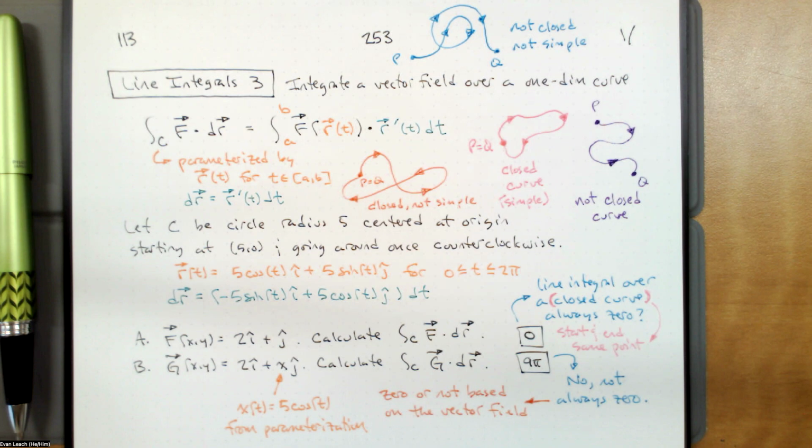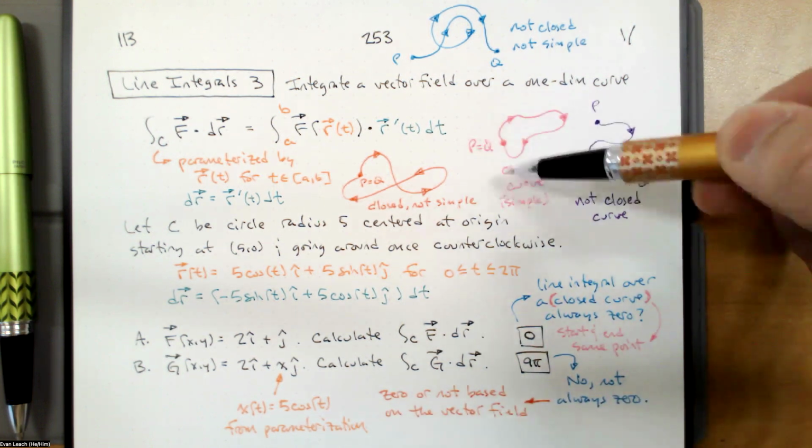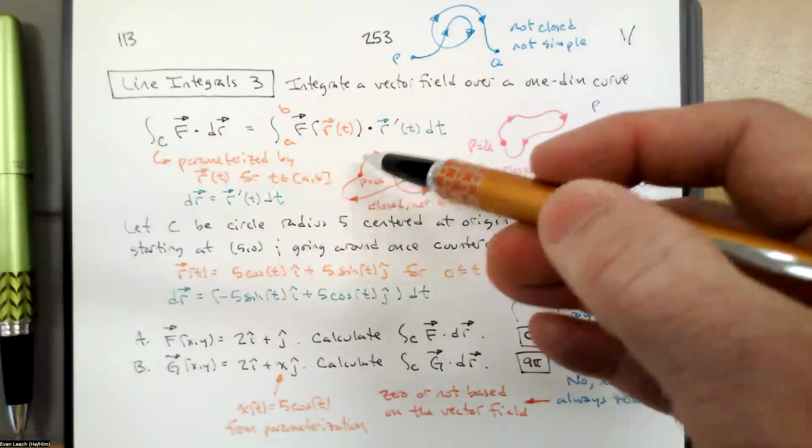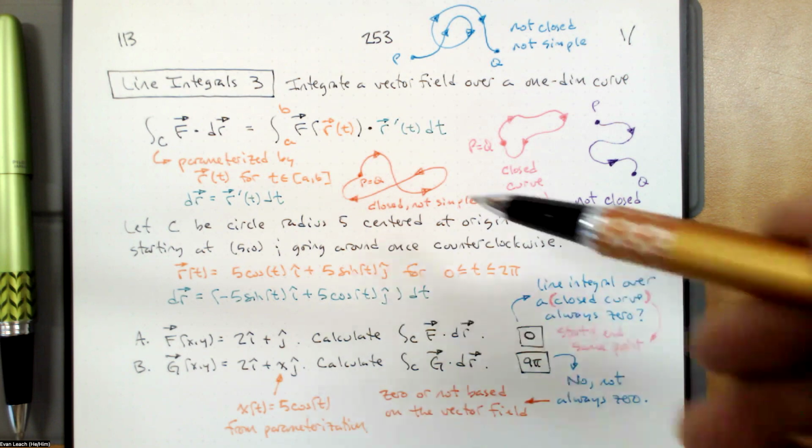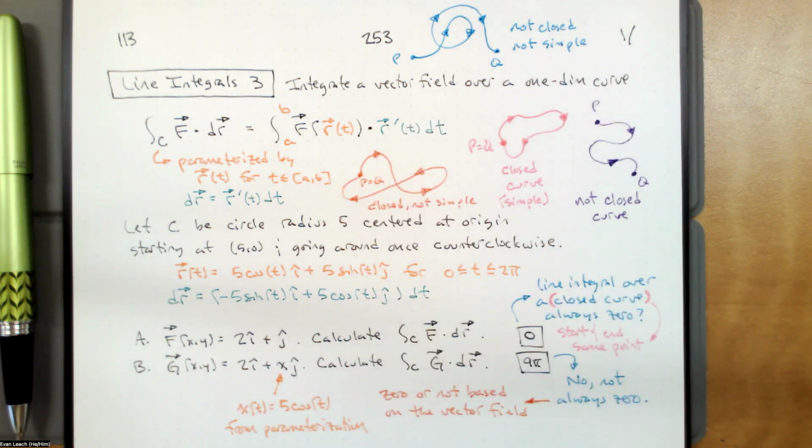So I did invoke the word closed curve. Closed curve just means starting and ending point is at the same place. Otherwise, we have an open curve. The other thing that we're going to want to distinguish is whether a curve is a simple curve or not a simple curve. Simple means it doesn't cross over itself. So here in pink, we have a simple closed curve. Over here in red, we have a closed curve because the starting and ending point is the same, but it's not simple because the path crosses over itself.